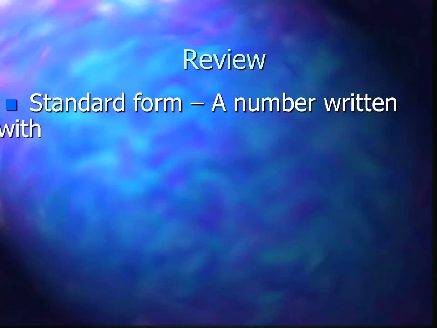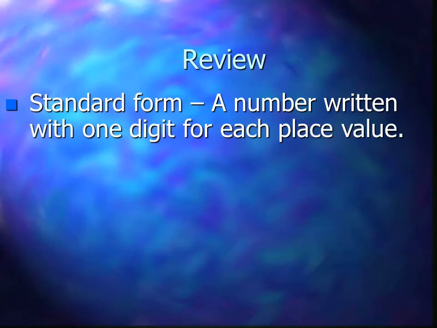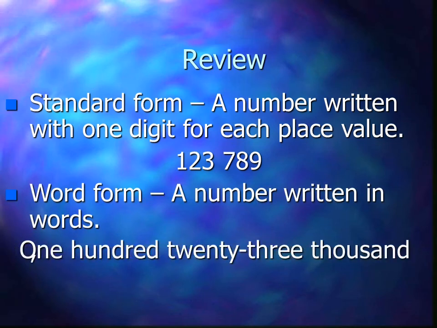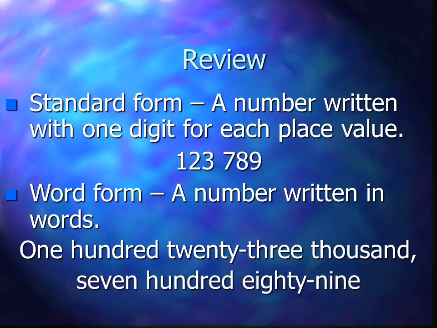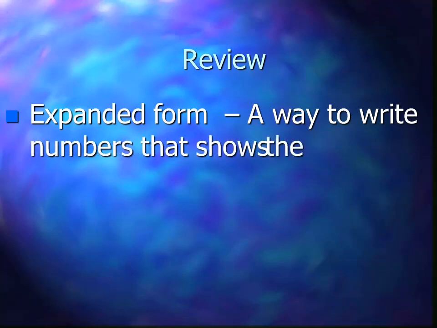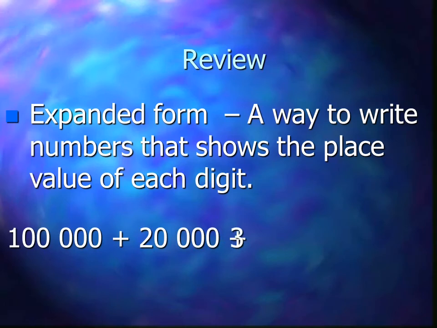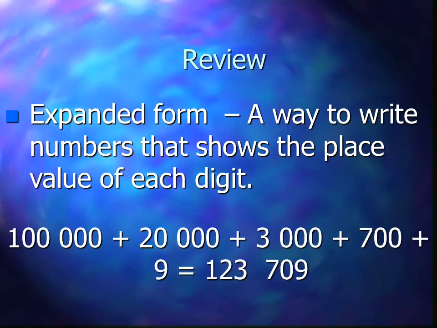Review. Standard form: a number written with one digit for each place value. For example, 123,789. Word form is a number written in words. Expanded form is a way to write numbers that shows the place value of each digit. 100,000 plus 20,000 plus 3,000 plus 700 plus 9 equals 123,789.